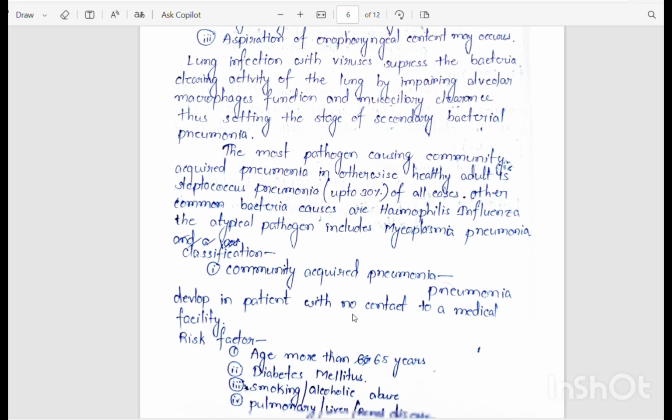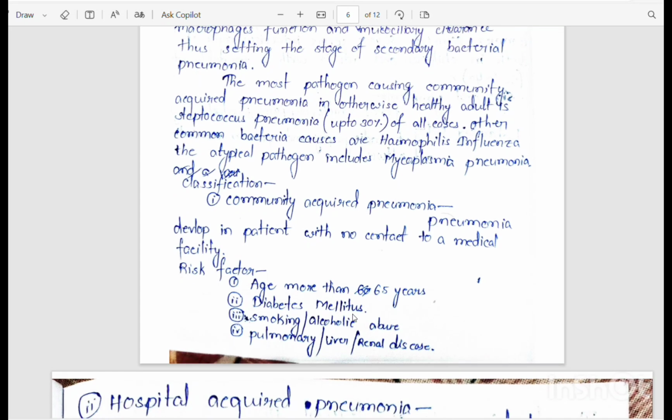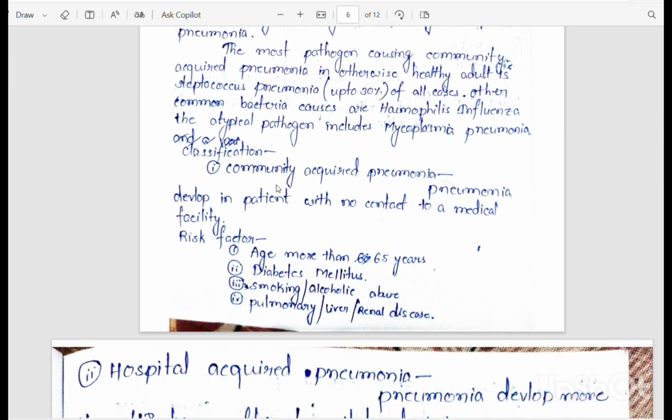Then, the classification of pneumonia: there are mainly three types of pneumonia. The first one is community acquired pneumonia. Pneumonia develops in a patient with no contact with a medical facility. If the person suffers with fever or cough, the person should take medicine. If the person does not take medicine for a long time, even with cough or fever, then this type of pneumonia can take place.